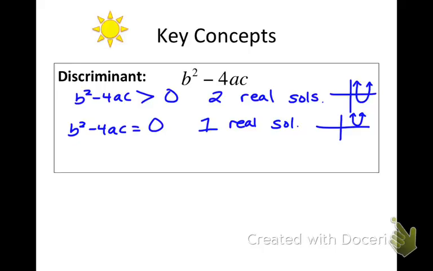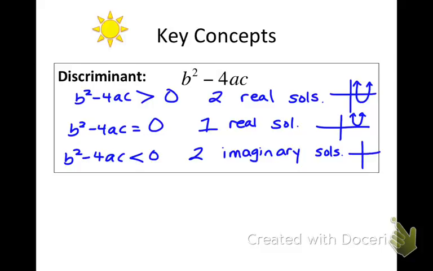And if b squared minus 4ac is negative, then what type of solutions are we going to have? Two imaginary. We're going to have 0 real solutions, which means we'll have 2 imaginary solutions. What would that look like graphically? No x-intercepts. So your parabola is kind of up there in space. Okay?